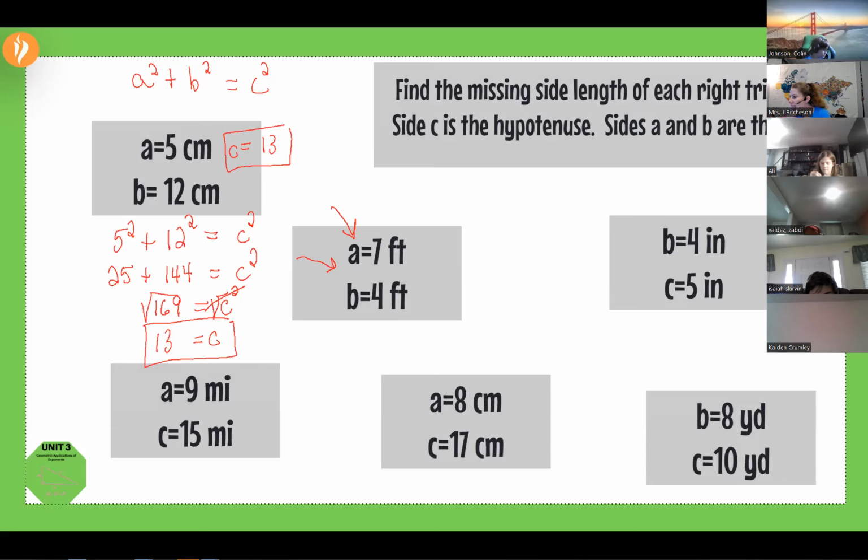Yep, the answer is not 65. The answer is what? It's the square root of 65, right? So we're going to plug in 7 squared. We're going to plug in 4 for B. And we don't know what C is, but we know that 7 squared is 49. We know that 4 squared is 16. And we know that 49 plus 16 is 65, but C's not 65, is it? No. C squared is 65. So then we find the square root of both sides.